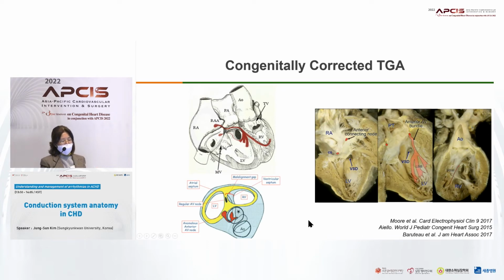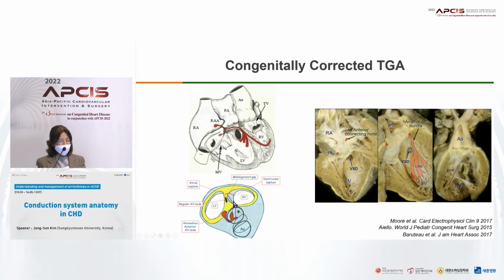Corrected TGA is one of the congenital heart diseases which has abnormal disposition of the atrioventricular conduction system. Corrected TGA has discordant atrioventricular connection and discordant ventriculoarterial connection. With the usual atrial arrangement, there is malalignment between atrial and ventricular septum. So the posterior node, indicated in black here, is unable to make contact with the ventricular septum and is hypoplastic.